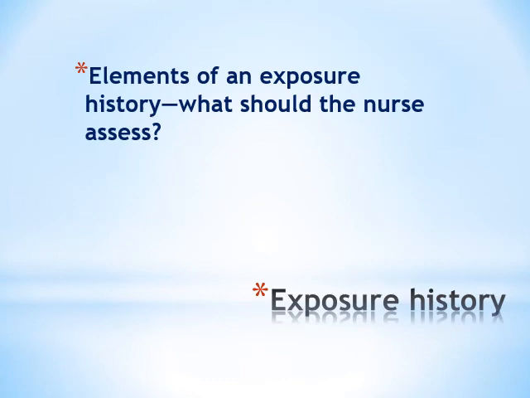When we're obtaining information from an individual, we need to get an exposure history. So what elements of an exposure history do we need to assess? We need to ask them: what is your present work? What do you do on a daily basis? Where did you used to work? Where do you live? What area do you live in? Those of you who have kids, when you take them to the pediatrician, they always ask, what's your zip code?